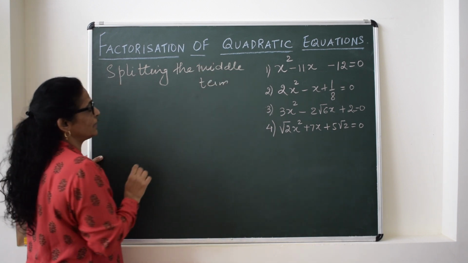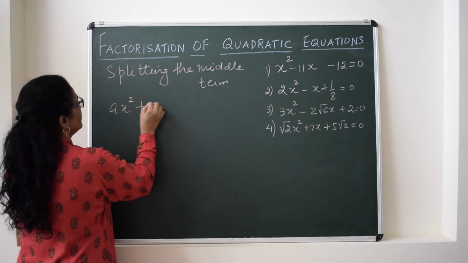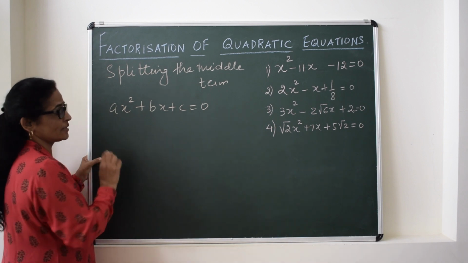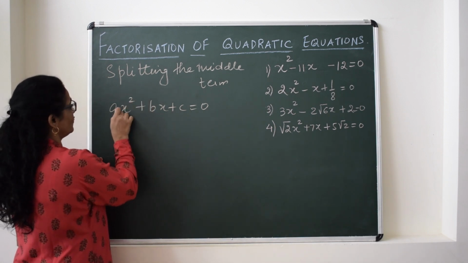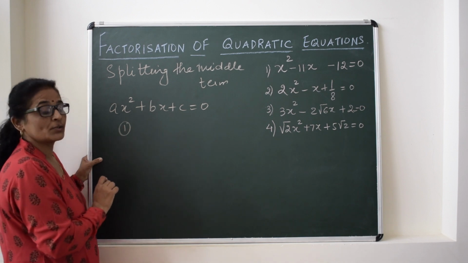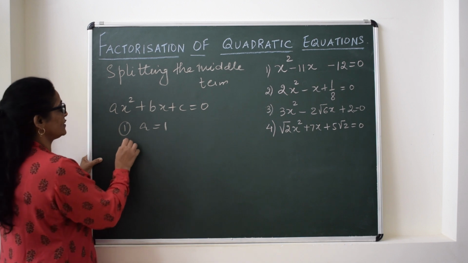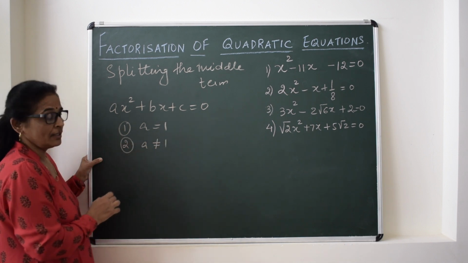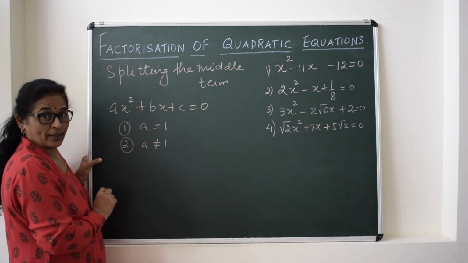Now in splitting the middle term, first we will see the standard form of quadratic equation. In this, there are two cases in splitting the middle term. First is when the coefficient of x square is 1, means a is 1, and second is when a is not equal to 1. Okay, so we will see some examples.